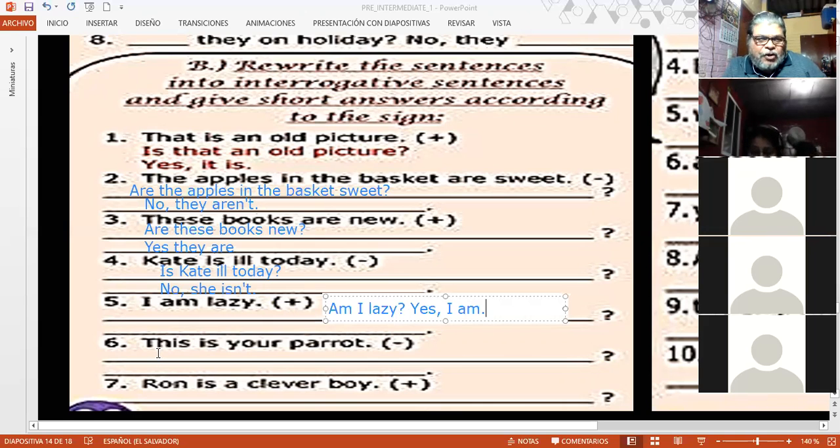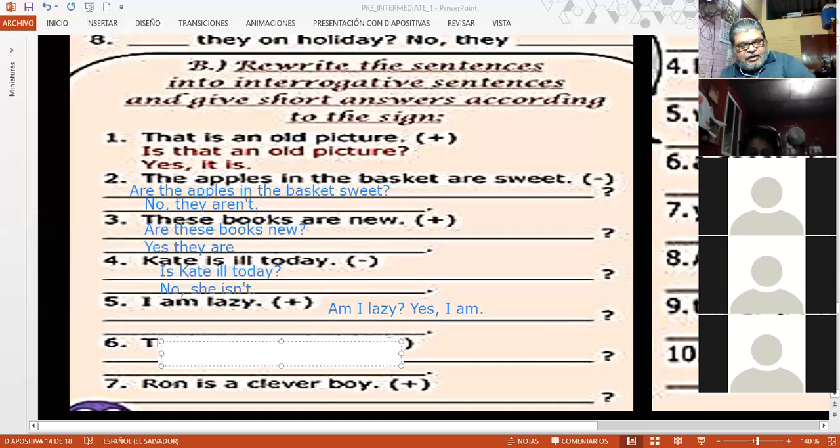This is your parrot. What is parrot? Perico. Is this your parrot? The answer is affirmative or negative? Negative. No, it isn't. Why do we use it? Because it is an animal or a thing.